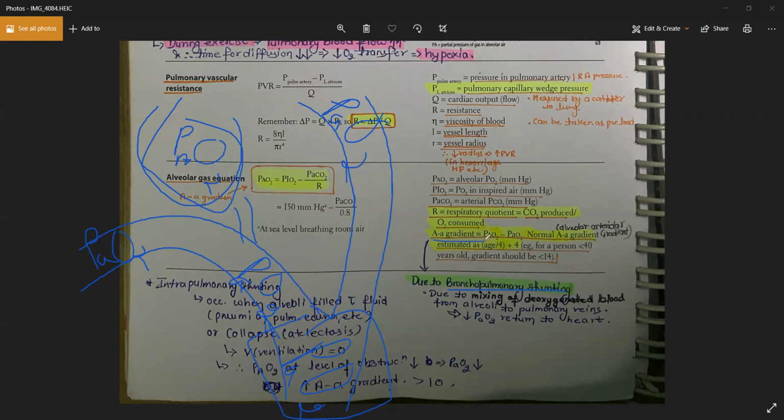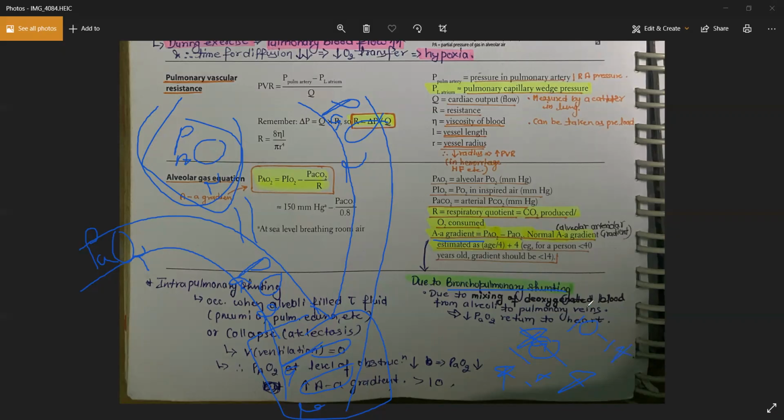Now the formula to calculate this AA gradient is age of the patient divided by 4 plus 4. So if a patient has an age of 40, that means he will be having a normal gradient. This is plus minus 4. That means if a patient is 40, he would have an AA gradient of around 10 to 14, right?